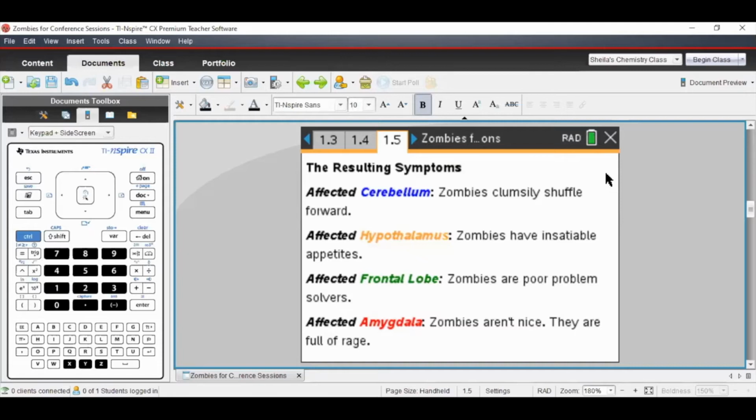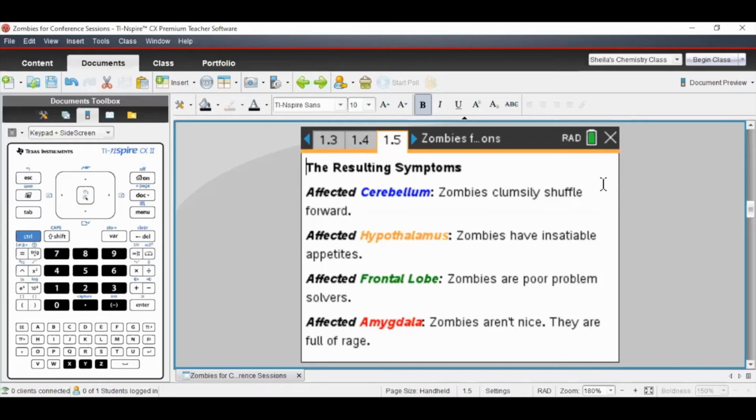If this particular part of the brain were impacted by this virus, what would be the outcome? What would be the result of that? So the cerebellum: zombies kind of clumsily shuffle along, and the classic zombie symptom of just shuffling forward would be the result of a malfunctioning, if you will, of the cerebellum. Hypothalamus: they have insatiable appetites, another vocabulary word that some students may not know, so a good opportunity to bring that up. Frontal lobe, amygdala, and so on.